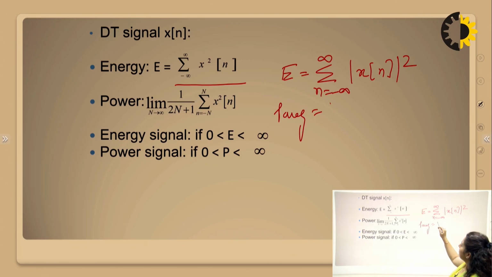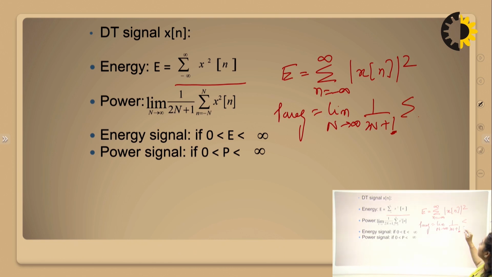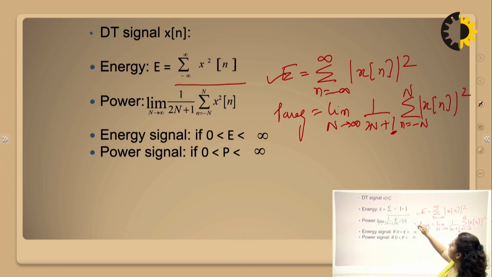So average power can be represented as the limit n tends to infinity of 1 upon 2N plus 1. This 1 is basically for the extra term, that is at n equivalent to 0, times the summation from n equivalent to minus N to N of mod of x[n] whole square. So these are the formulas for calculating the energy and power here.